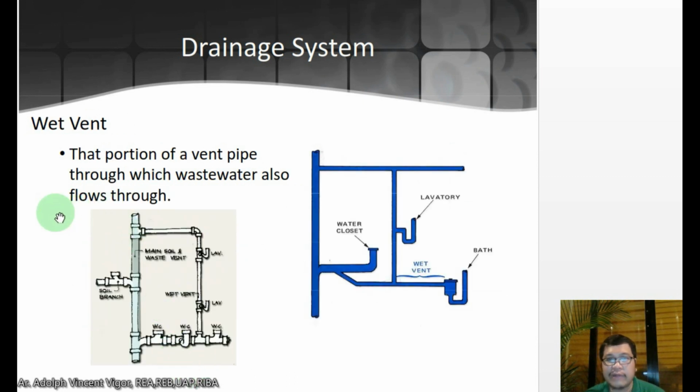Then we have here a wet vent. It's the portion of the vent pipe through which wastewater also flows. So if wastewater also flows through it, you can call that a wet vent. So this is an example of a wet vent. It's a ventilation system, but there's a chance that water could also flow through it.